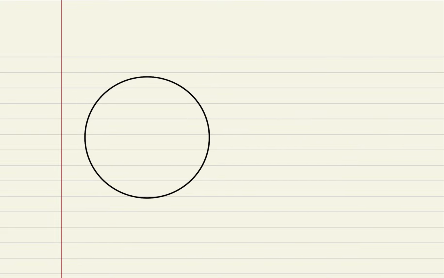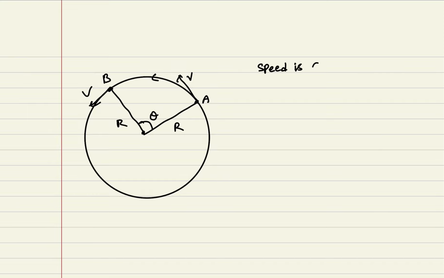Okay, next one. If it is moving in a circular path like this, but with a constant speed, let us consider it is moving with a constant speed v, turning an angle theta. Radius r is given. Let us consider starting from A and reaching B. So V is constant, speed is constant here.